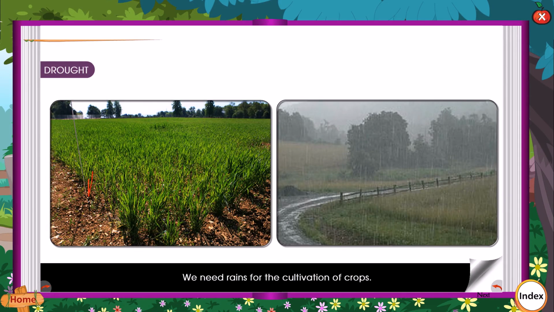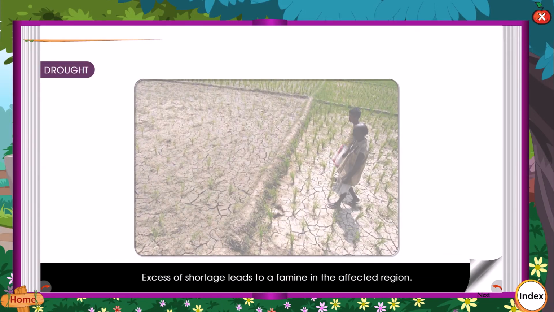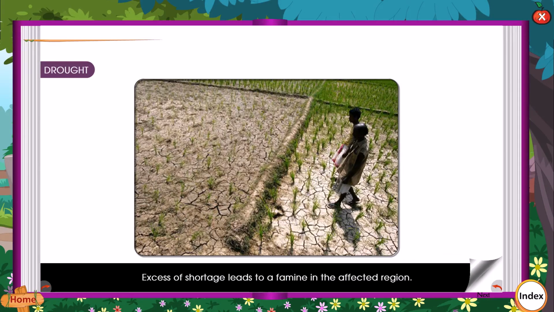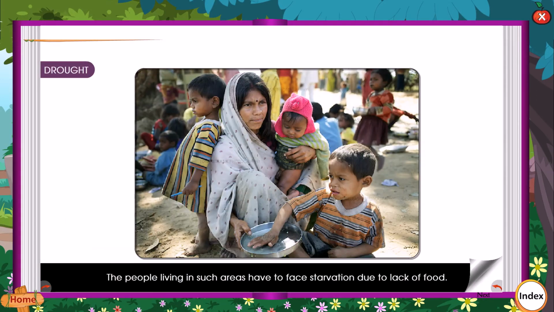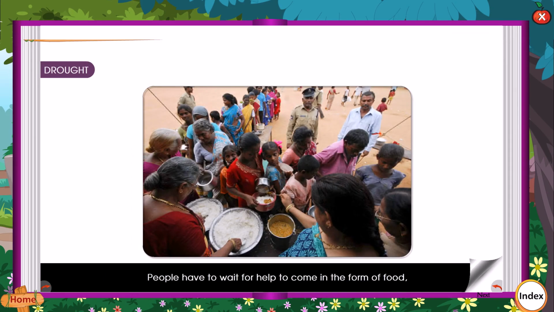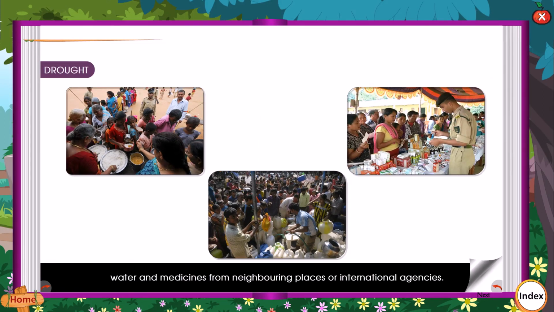We need rains for the cultivation of crops. But sometimes we do not have enough rain. This results in a shortage of crops. Excess of shortage leads to a famine in the affected region. The people living in such areas have to face starvation due to lack of food. People have to wait for help to come in the form of food, water, and medicine from neighboring places or international agencies.